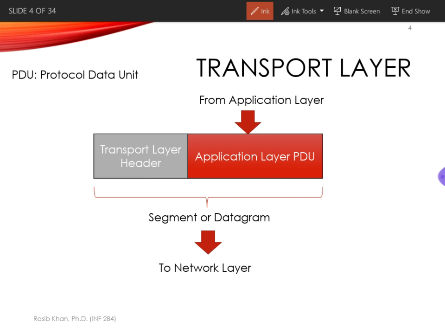So something very familiar that we've already looked at so far is the way that the protocol data unit is created. The transport layer receives the data from the application layer. The application layer PDU is basically the data from the application, and then the transport layer adds the transport layer header and creates what we call the segment or datagram. This is the protocol data unit for the transport layer, which is then passed on to the network layer.